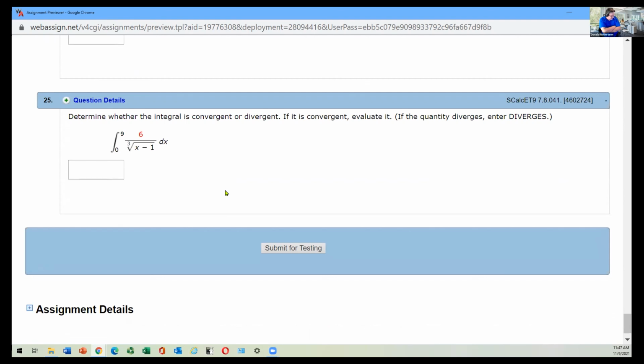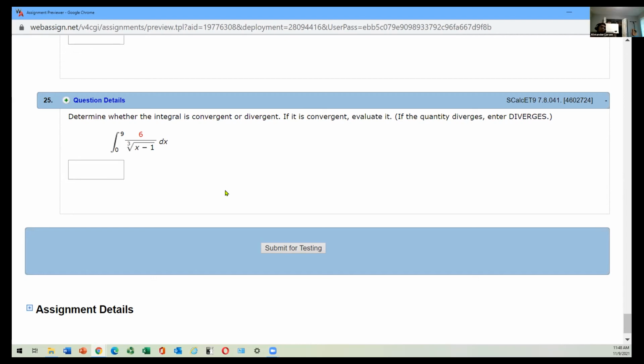Would you agree that that guy has a problem at 1? And so you'll have to split it into 2, 0 to 1 and 1 to 9. Will that one converge just looking at it? Square root in the bottom, will it converge?